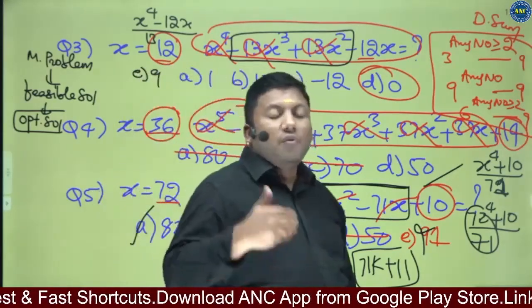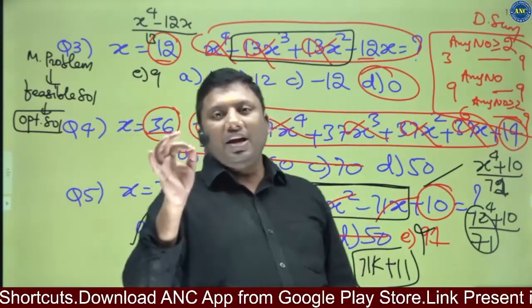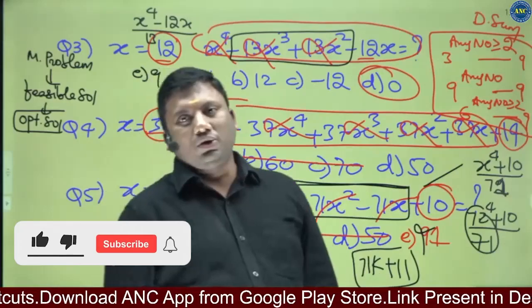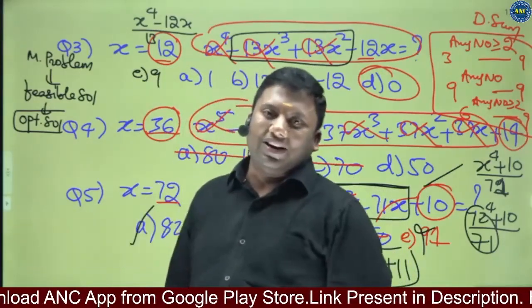Third, fourth, 5. What is the learning in these? Question number 3, 4, 5. 3 power any natural number greater than or equivalent to 2, digital sum is 9. 6 power any natural number greater than or equivalent to 2.